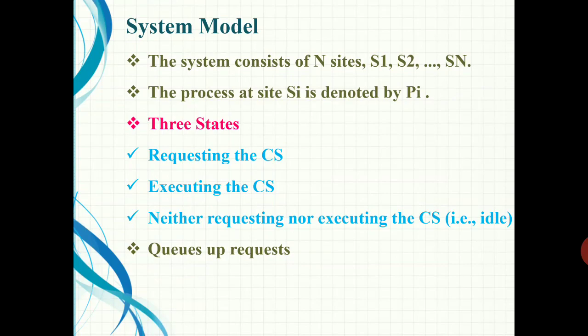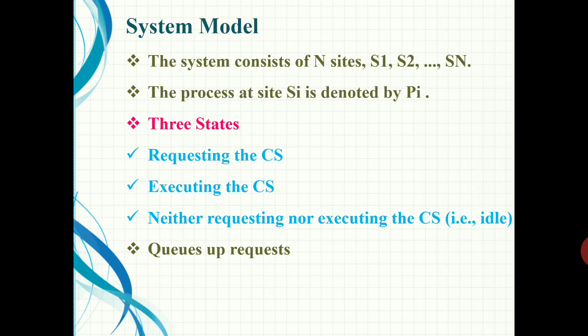A site can be in one of three states. That is, considering a particular site, it can be in any one of the three states. The first state is requesting the critical section. The second one is executing the critical section. The third one is neither requesting nor executing the critical section. You can say that it is an idle state.